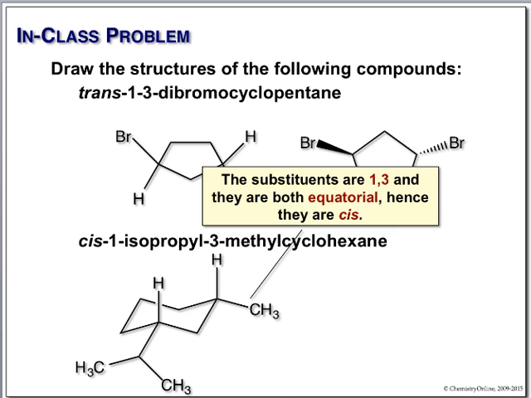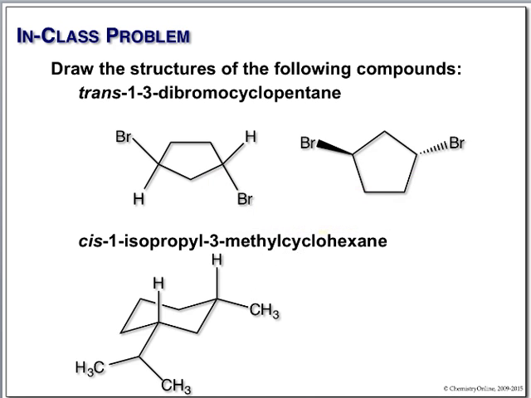So we have a perfect hexagon. These both must be on the same side. We could draw it like that. We're saying that methyl group and the isopropyl group are both coming towards us or away from us, but they both have to be the same in order to be cis. Any questions?